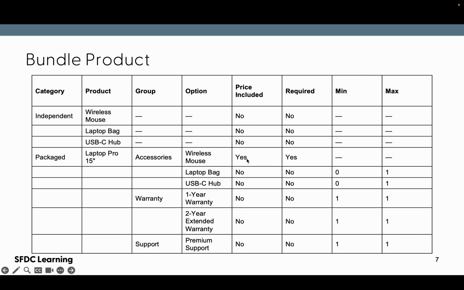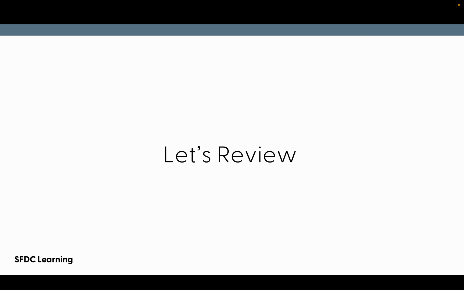Now what does included mean? That means it will be free of cost when you purchase the bundle. Laptop bag and USB-C hub are not included in the bundle. Even those are not required, but if you want to sell them, you can sell only a single one. It's the same in warranty: 1-year and 2-year extended warranties are there. In support, premium support is there. None of these are required or price included. Now let's configure this.